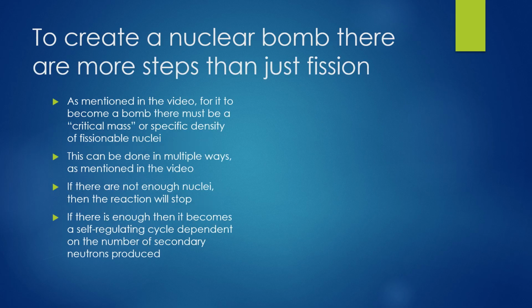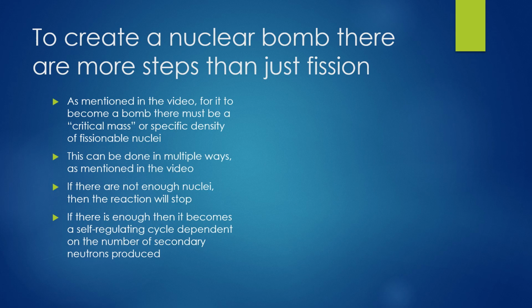The thing is, to create a nuclear bomb, there are more steps than just simply having fission, as fission itself would not produce the desirable level of energy and destruction that is necessary of a weapon of this scale. For this to happen, we need to have a critical mass, as they discuss within the video, or a specific density of fissionable nuclei. This can be done in multiple ways, as mentioned throughout the video.